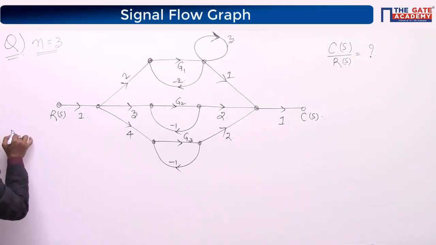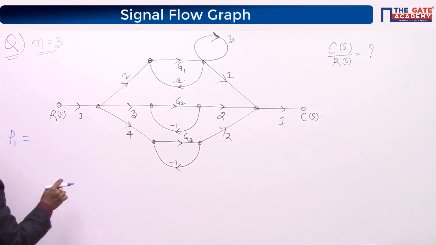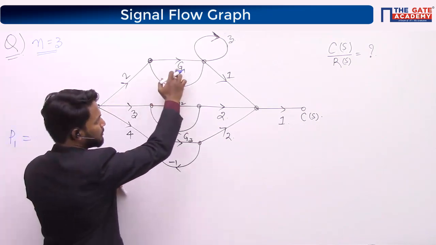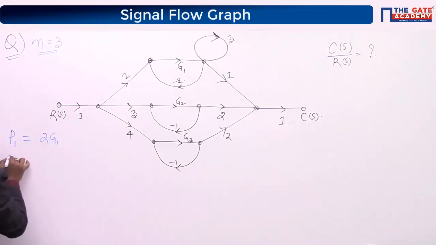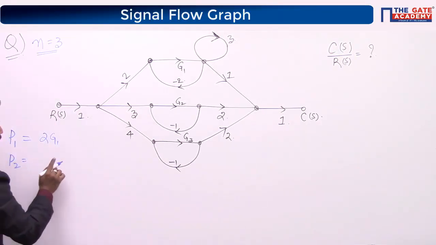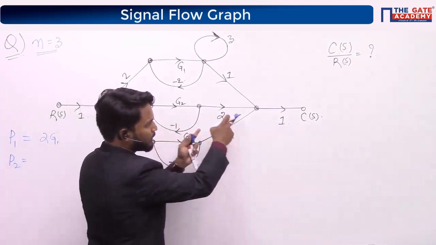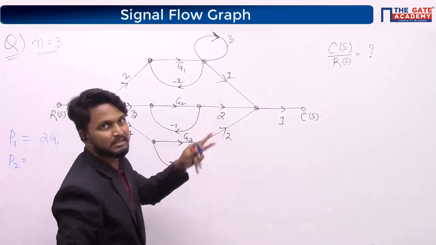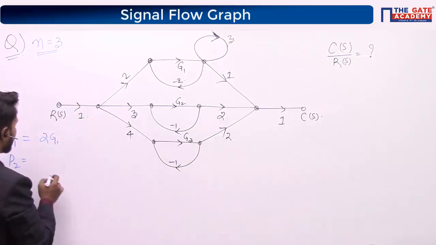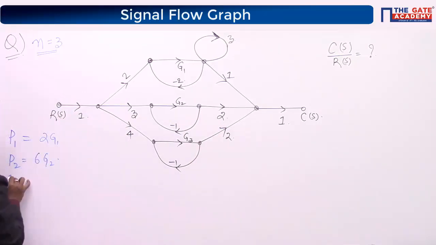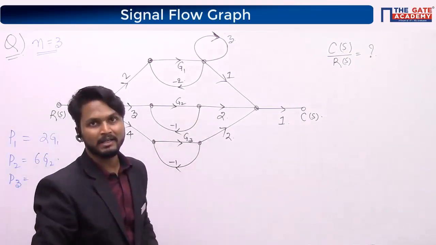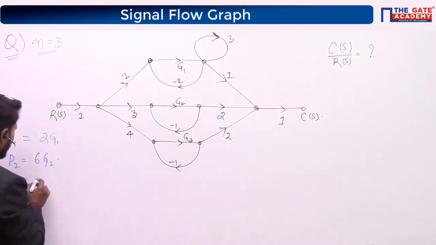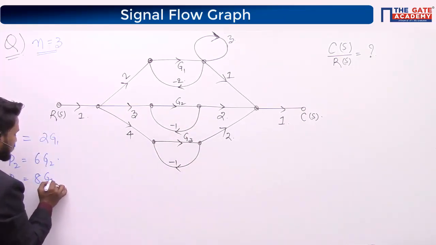So the gain of the first forward path P1 is equal to 2 multiplied by G1 multiplied by 1. It is 2G1. What about P2? P2 is equal to 3 multiplied by G2 multiplied by 2, which is 6G2. What about P3? P3 is equal to 4 multiplied by G3 multiplied by 2, 8 times G3. So P3 is equal to 8G3.